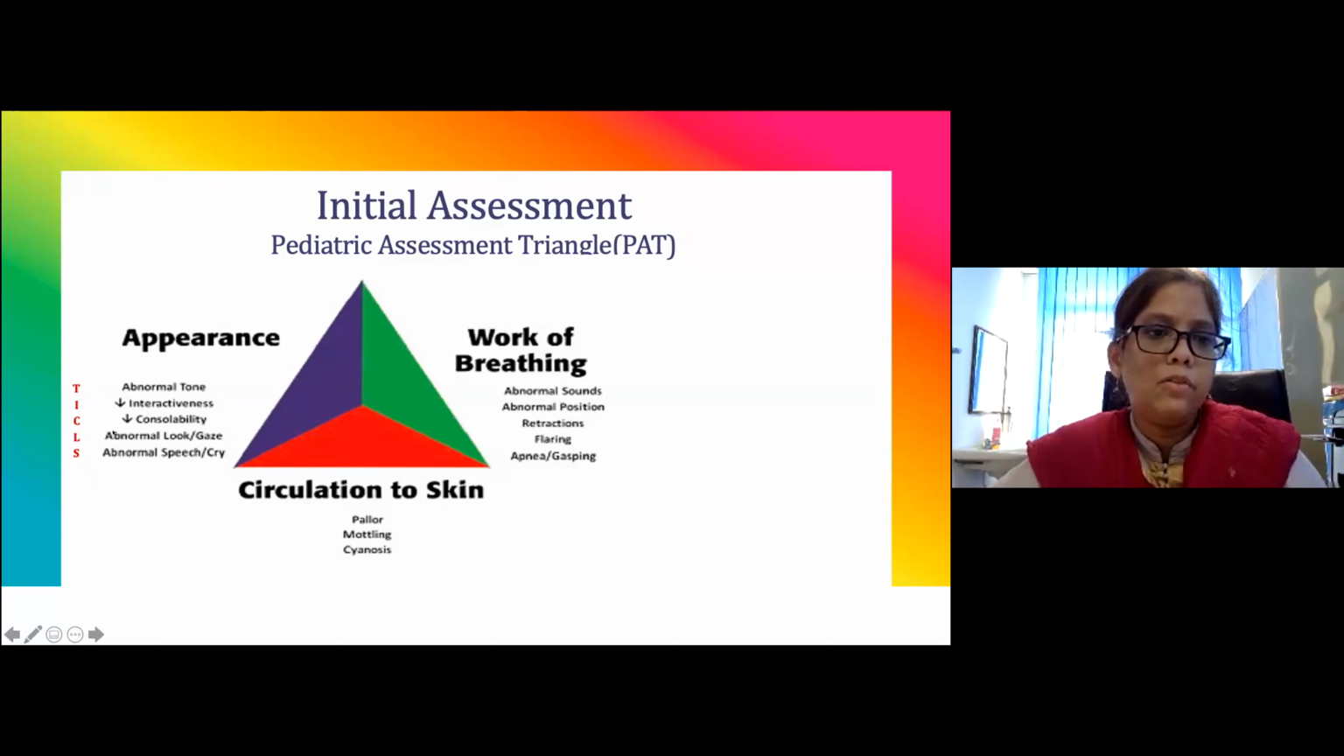So if anything is abnormal, that signifies there is a primary brain issue, whatever may be the reason. It is not that it is a primary diagnosis. It just signifies that the physiological status of the brain, for whatever reason, is abnormal. Then the second is the work of breathing. In this, you can hear abnormal sounds. If there is upper airway obstruction, you can hear stridor, or a lower airway or parenchymal problem.